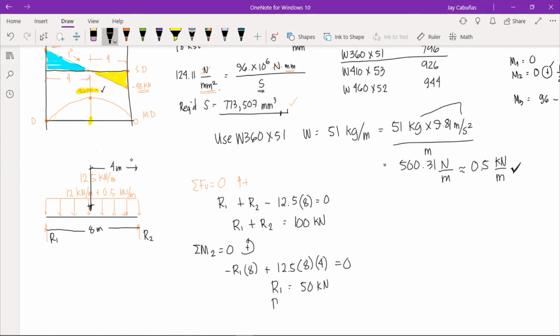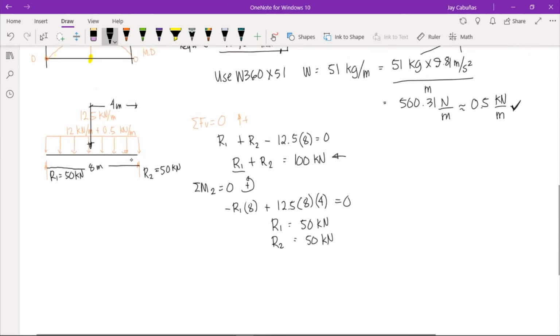So therefore, our R2 here, from this equation, we substitute the value of R1. So this would give us 50 kilonewton as well. Okay? So you have R2 is 50 kilonewton, R1 is 50 kilonewton. So we compute for the maximum moment. So we recompute the maximum moment.